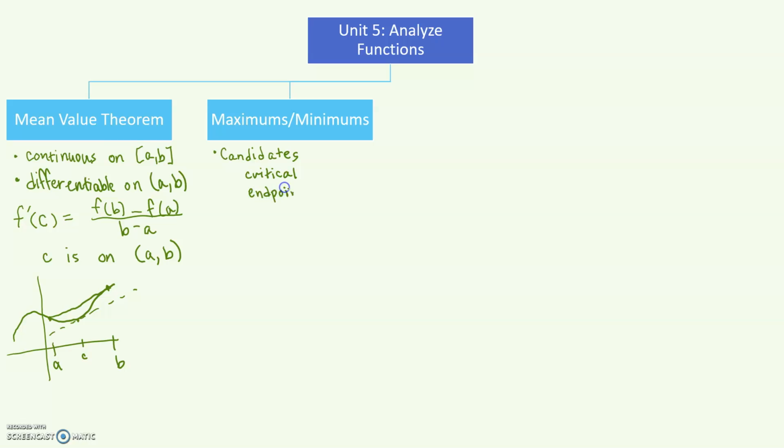When you're using the candidates test, make sure you also include endpoints. That's a common mistake not to include those. And what you're comparing is y-coordinates. So you're comparing f of your candidates, your y-coordinates. You're not using your derivative at that point because you want to know which one has the largest or smallest y-coordinate. Definition of critical point, just to remind you, is where f prime equals 0 or where f prime does not exist.